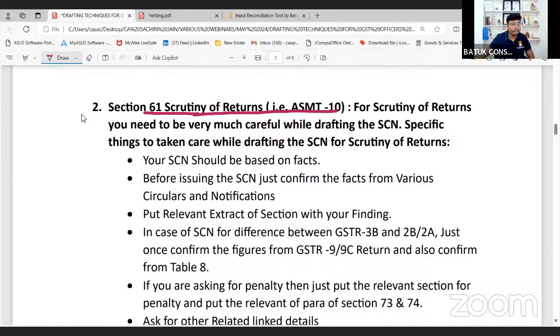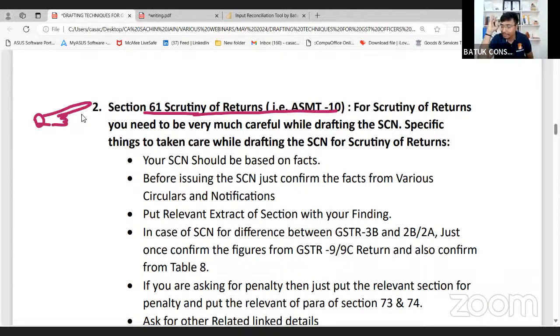Next, GST ASMT 10, that is my scrutiny of returns. Nowadays, department is coming with the SCN. Multiple type of SCNs are issued by the departmental authority to the taxpayer. Okay. Now the point is that उस SCN का जब मैं notice तैयार कर रहा हूं, when I am preparing the SCN related to the scrutiny of returns under section number 61 of the CGST Act, at that time I just need to ensure that all the components, all the points, all the relevant paras are there, and all the paras are the part of that show cause notice related to scrutiny of returns.